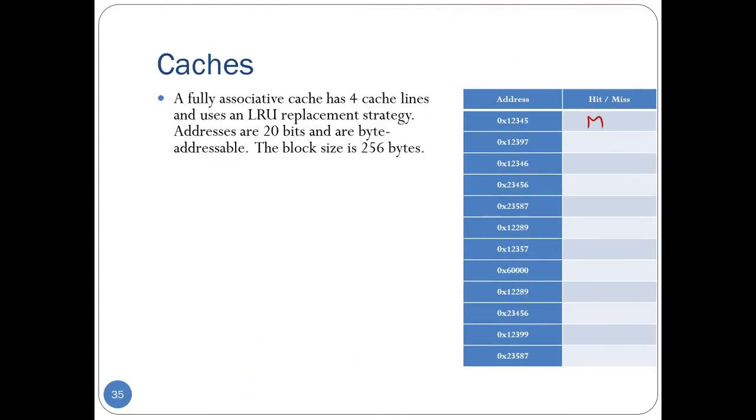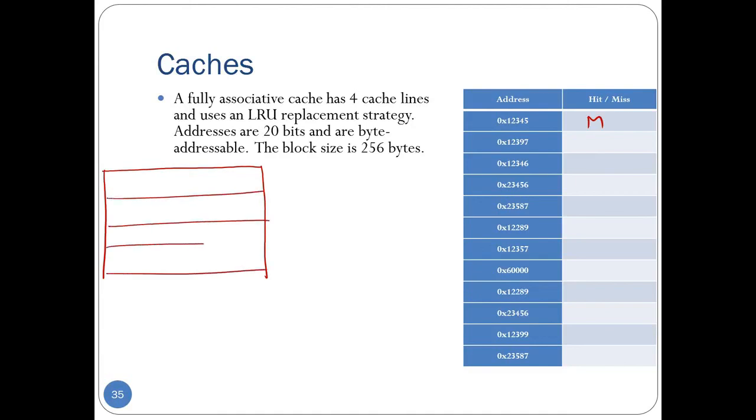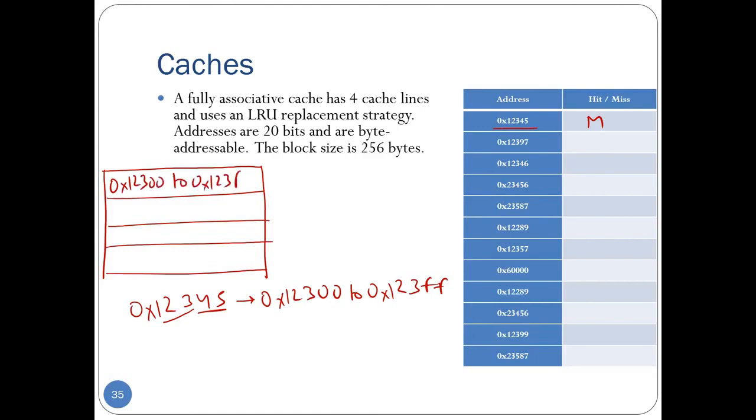So this first access was a miss. Now let's say this is our cache, and it has 4 lines as given in the question. Each line is initially empty. In response to this miss, we have seen that in hexadecimal 12345, this is your block offset and this is your tag. So in response to this miss, we'll bring in everything in the range hexadecimal 12300 to hexadecimal 123FF. Let's assume that all of that goes into the top line, so here we'll have hexadecimal 12300 to 123FF.